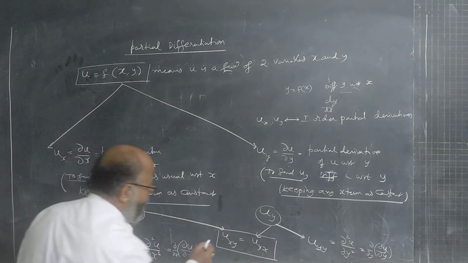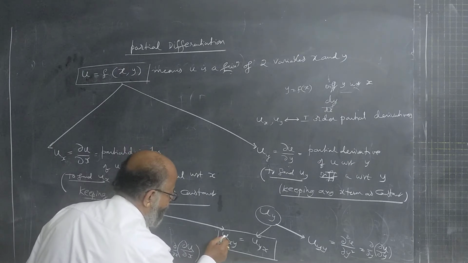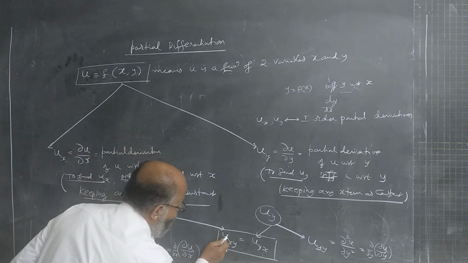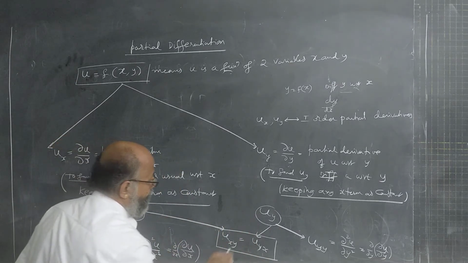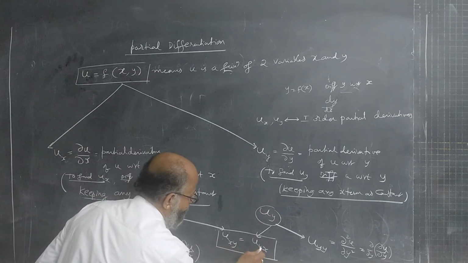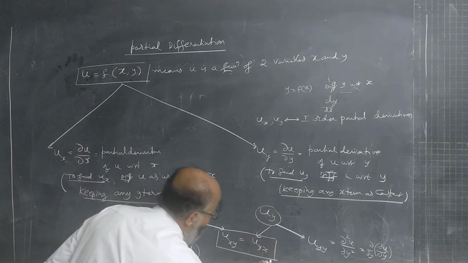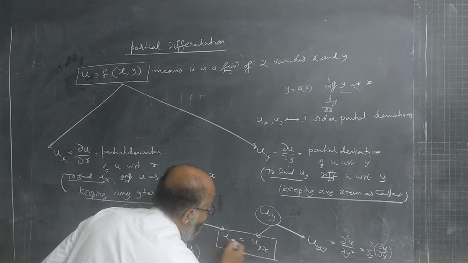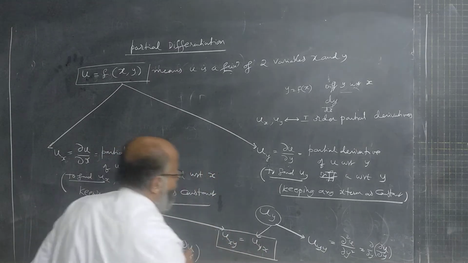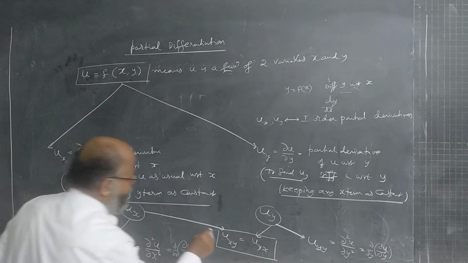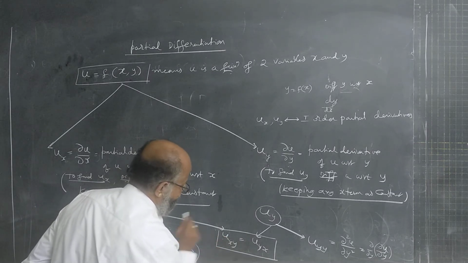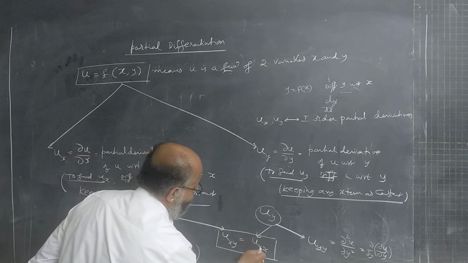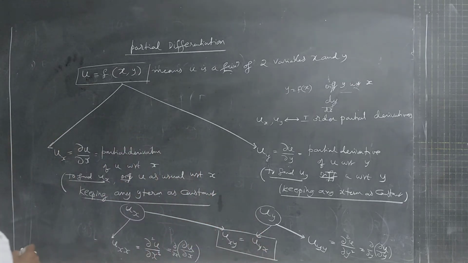The meaning is, when you are given u, which is a function of two variables, whether you differentiate u partially with respect to x and then with respect to y, or when you take u, you differentiate first with respect to y and then partially with respect to x, the answer is the same. Uxy equals uyx means we can differentiate u either first partially with respect to x and then with respect to y, or first partially with respect to y and then partially with respect to x.